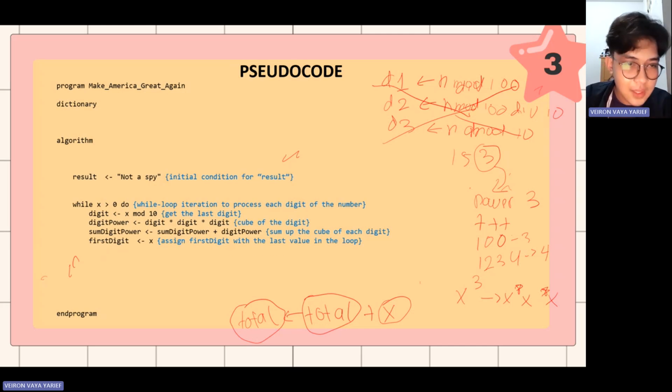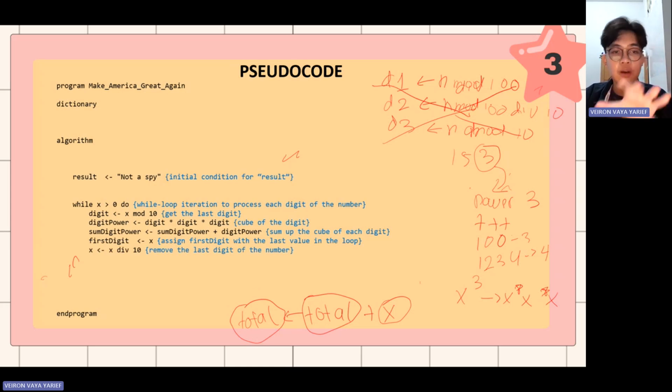But why do we assign it with x? Because x on every operation will change value, right? x equals x div 10. In here, so for our first iteration, we will do 153. First iteration, it will take 3.